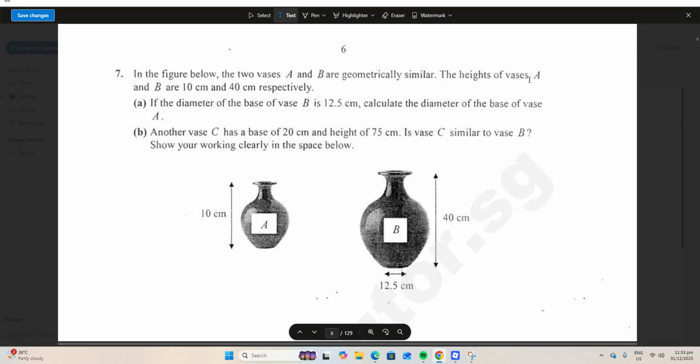The heights of vases A and B are 10 and 40 respectively. So right off the bat we can see 40 and 10, right? It means there's a difference of times 4. So this one times 4 equals 40, so this one I'll divide by 4. So 12.5 divided by 4, I will have the base of A as 3.125. But you don't want to skip steps, okay?